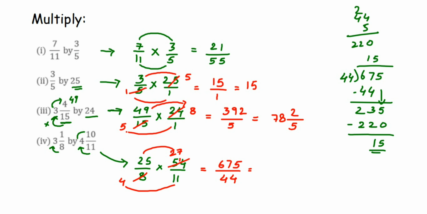Now the denominator will remain the same. The quotient here is 15, that will be the whole number, and the remainder here is again 15, and that will be the numerator. So 15 by 44 is the answer.